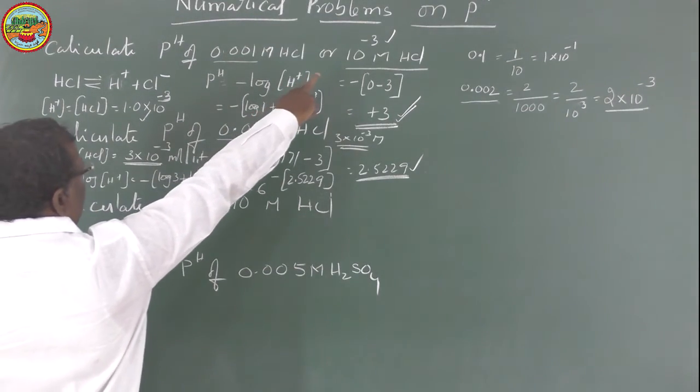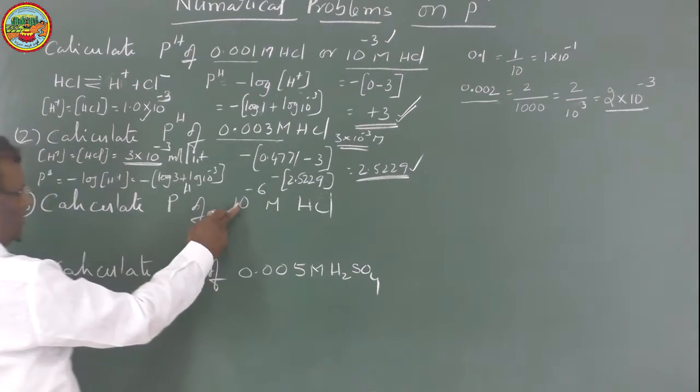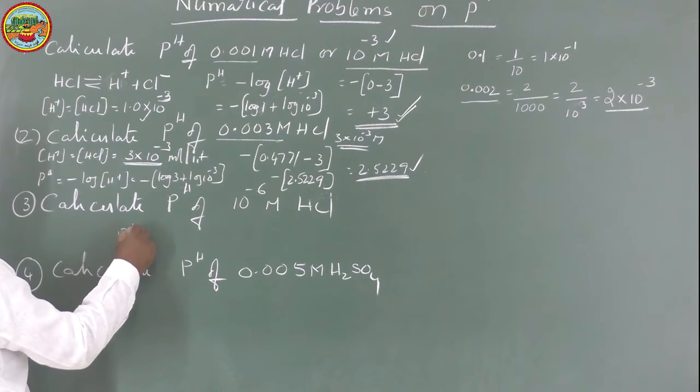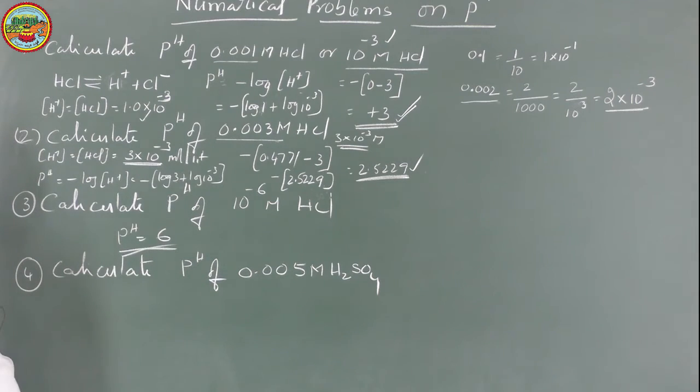Now another question is, calculate the pH of 10 to the power minus 6 M HCl. Here I have already told you, 10 to the power minus 3 means pH is 3. So 10 to the power minus 6 means pH is equal to 6. You can directly write the answer.